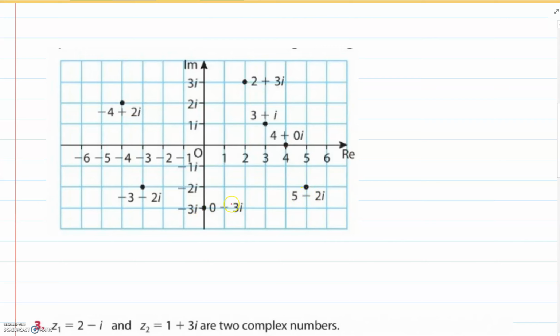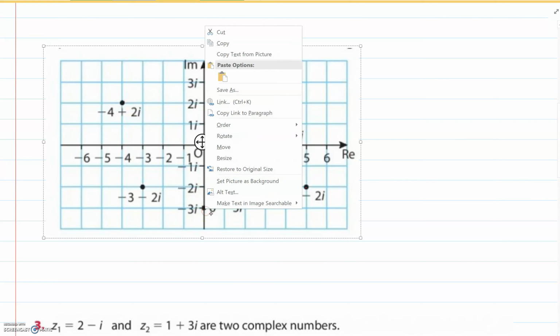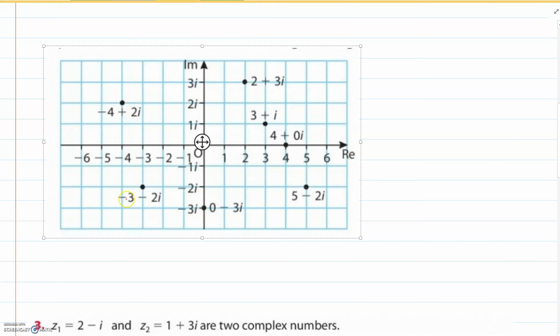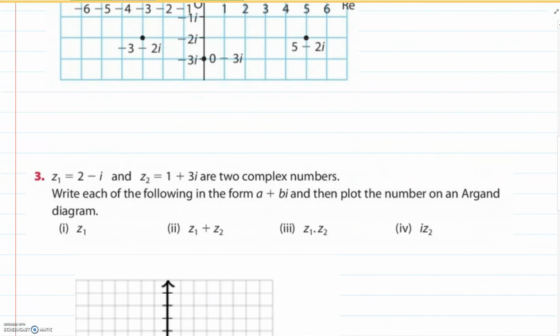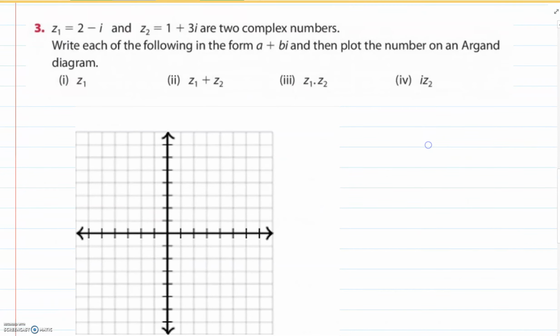0 minus 3i, that literally has no real part, so you're not going left or right here, you're just going straight down to minus 3i. Minus 3 minus 2i, so again the real part to minus 3 and the imaginary part down to minus 2. So you get the idea of how to plot a point on the Argand diagram. So let's look at a sample question from that.